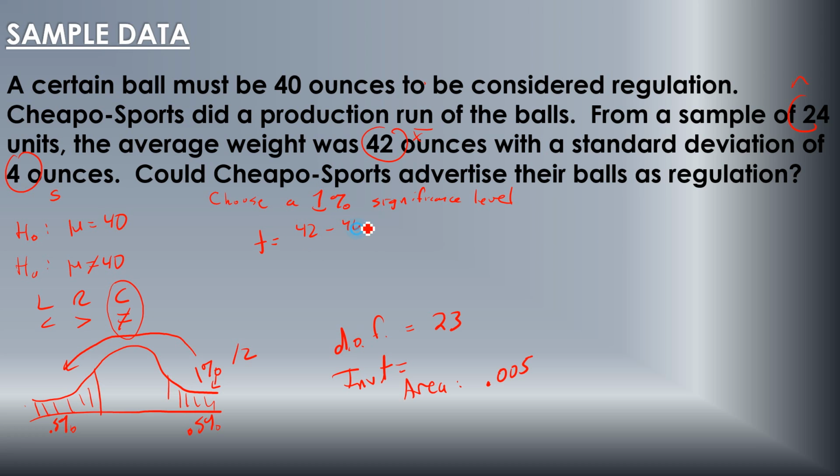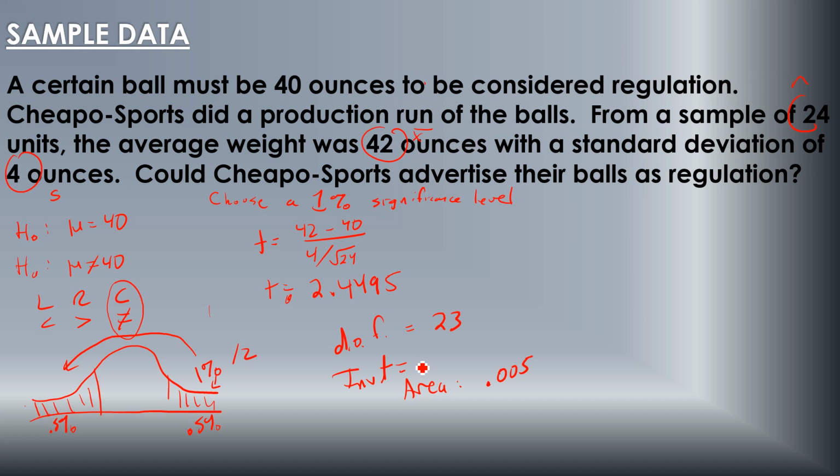So T is going to be 42 minus 40 all over 4 divided by square root 24. So T is going to be 2.4495.